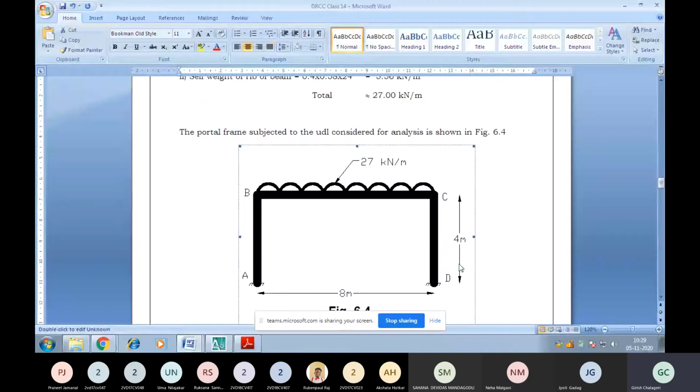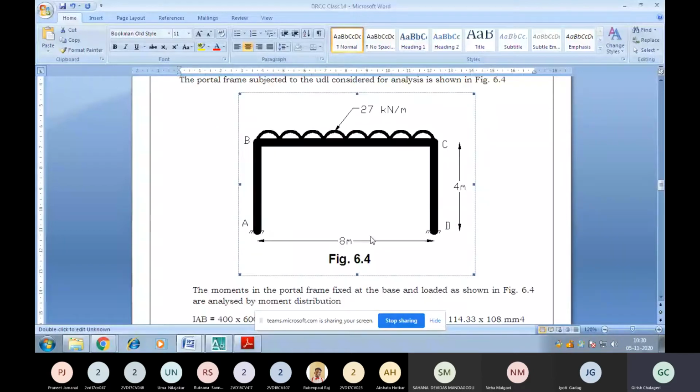The height of the frame is 4 meters, the width is 8 meters, and the UDL is 27. Now once we get the frame in this fashion, you need to analyze it. You need to find the bending moment for this. So which method are you going to use?